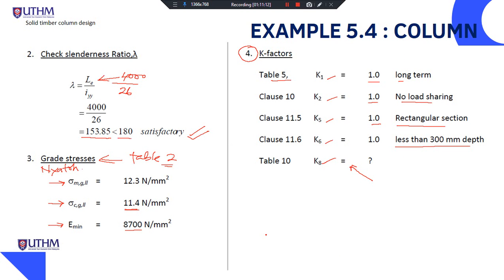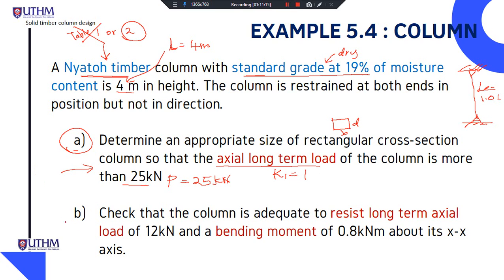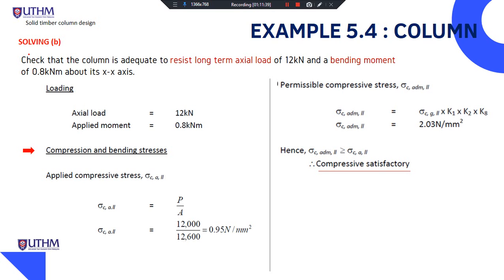So next, check that the column is adequate to resist long-term axial load and bending moment. This is the combination of the axial load and also bending moment, so you need to use the equation in 12.6 of Malaysian Standard 544. This is the solution for B. We know that our axial load is 12 kilonewton and the applied bending moment is 0.8.